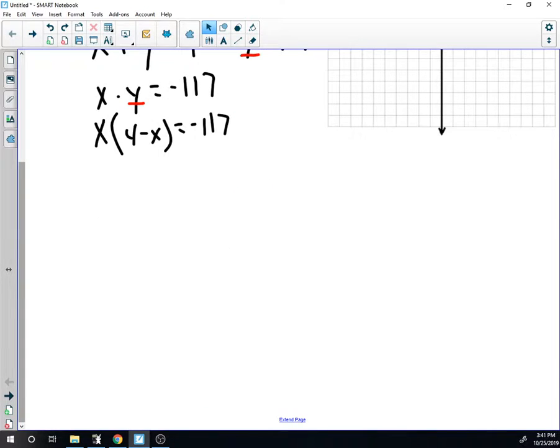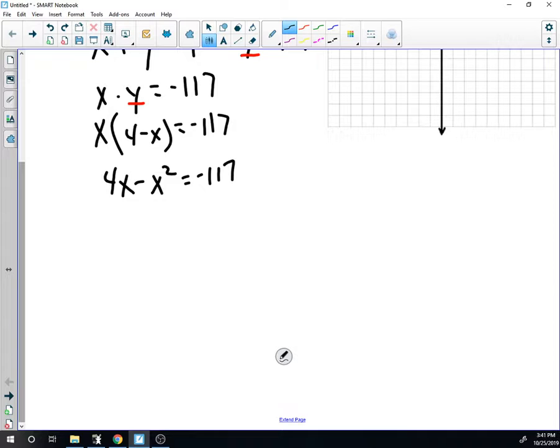Lower this down a little bit. I'm going to get 4x minus x squared equal to negative 117. So now I'm going to rewrite that as negative x squared plus 4x plus 117. This is going to be a mess. I hope it works. Equal to 0.